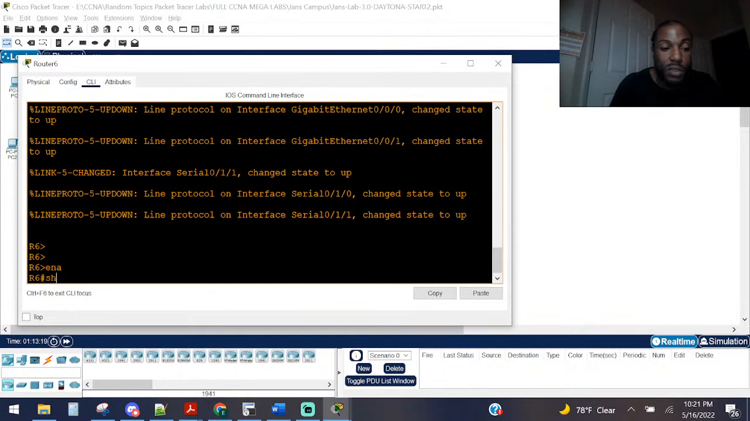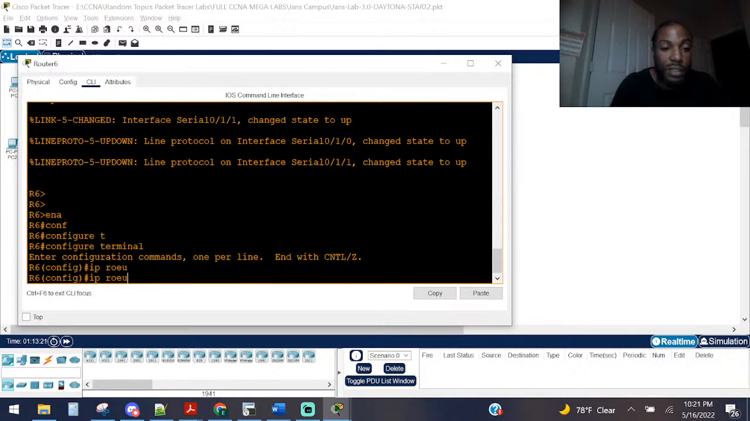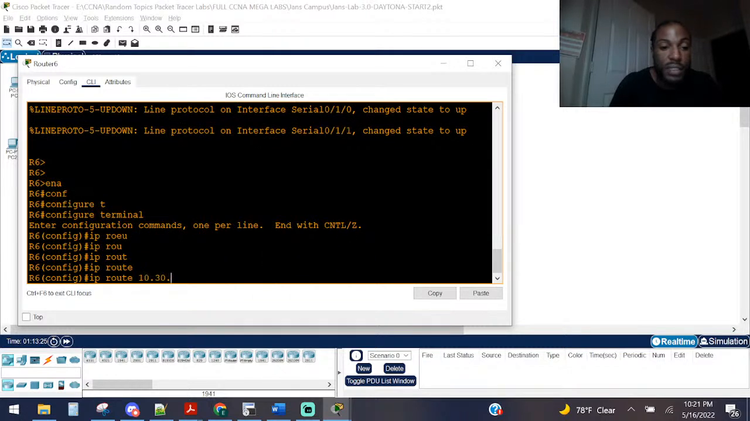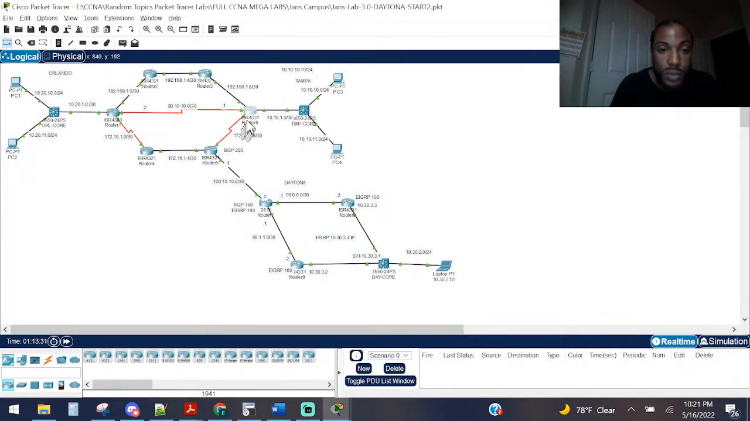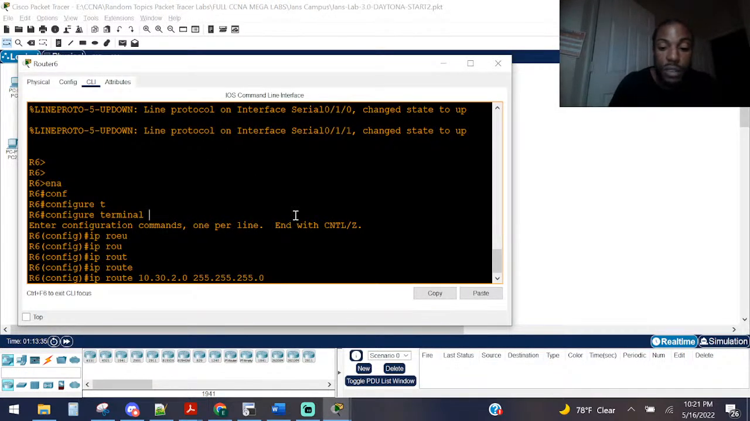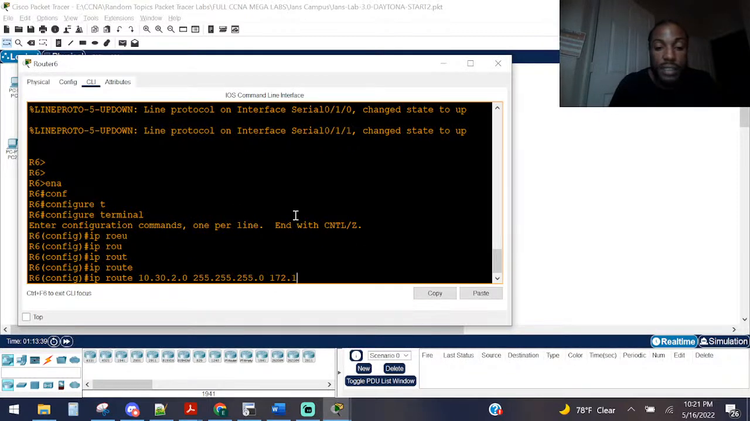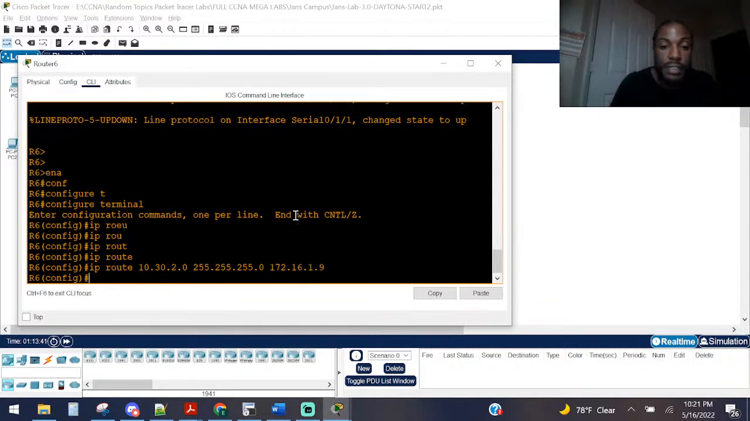Enable. Show. Go to global config mode. IP route 10.30.2.0 /24. Subnet mask of 24. It's gonna be the next hop, which I believe is 1.9. So 172.16.1.9. 172.16.1.9 is the next hop.